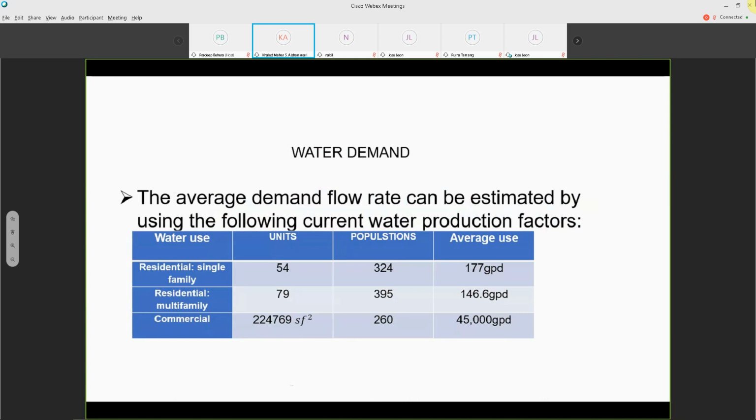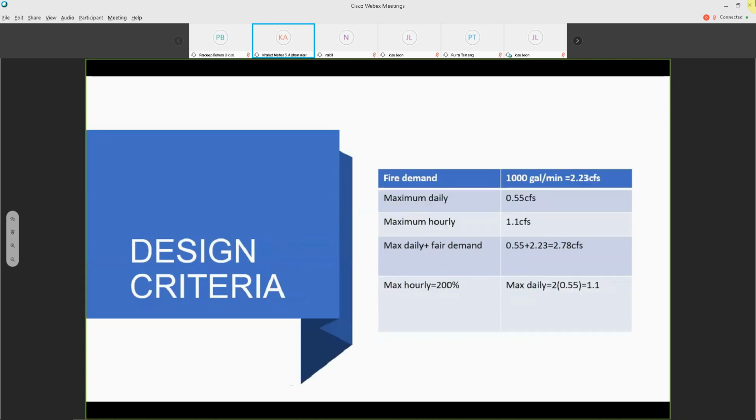Water demand. Water use, single family, the average use is 177 gallons per day. Residential multifamily, the average use is 146.6 gallons per day. The commercial is 45,000 gallons per day. Design criteria. The fire demand is equal to 2.23 CFS, and we found the maximum daily and maximum hourly.